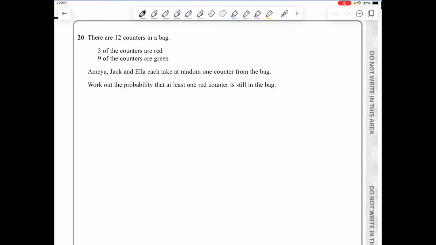In question 20, I have 12 counters, 3 red, 9 green. We select 3 of them at random, obviously without replacement, and I want the probability that at least 1 red is still in the bag. Now, if there is at least 1 red still in the bag, it means that not all 3 reds are selected, and this is the probability I need.